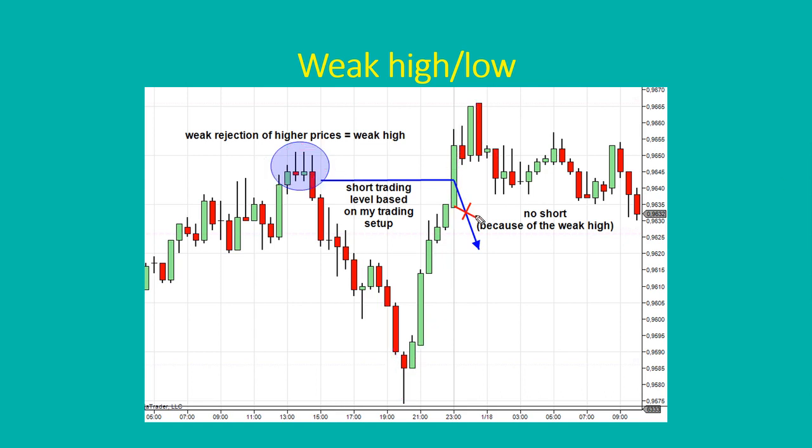Alright, so this is how price usually reacts to those weak highs. So if you, for example, had some trading level in here, if for example you wanted to go short from this level, then it wouldn't really be smart, because price usually tests above weak highs like this one, as you can see in this case.